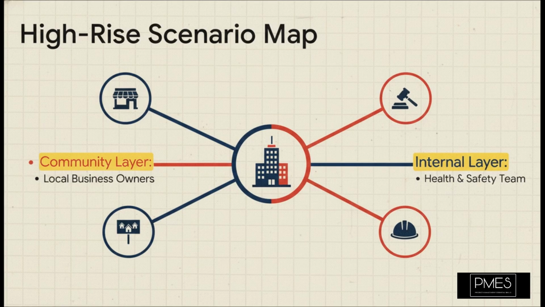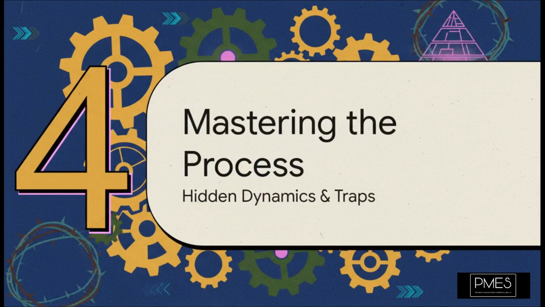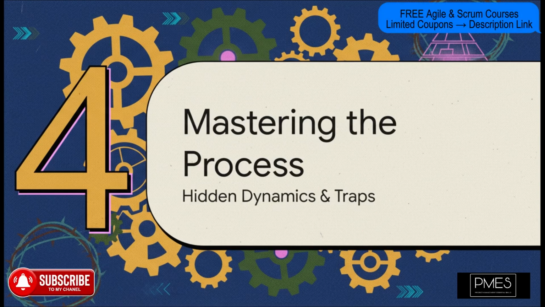The real insight here is that you're not just mapping people. You're mapping all the potential sources of permission and all the sources of resistance. Okay, so now that we've seen it in practice, let's take things up a level. This next section is all about mastering the process. This is where you really separate the good project managers from the great ones. It's all about seeing those hidden dynamics and knowing the common traps to avoid.